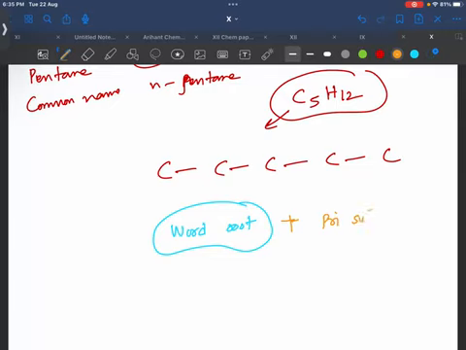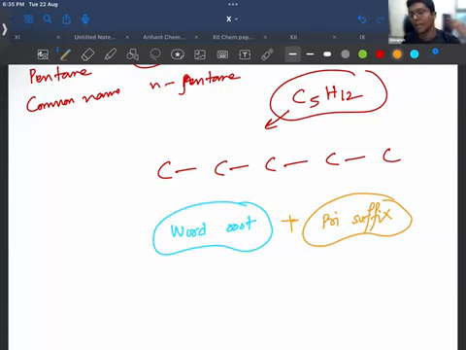Okay, then we have primary suffix. Shivansh, tell me what information do you get from primary suffix? With primary suffix you get whether the compound is saturated or unsaturated. If it's saturated, only single bonds, so the primary suffix is going to be ane. If it's unsaturated, it can either be ene, which is a double bond, or yne, which is a triple bond.